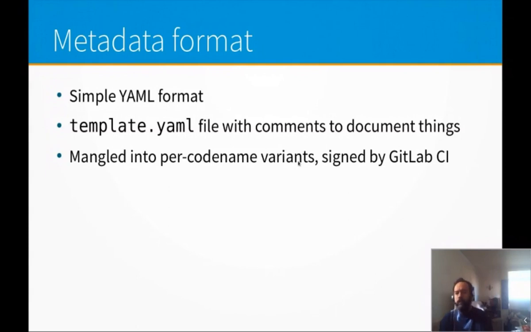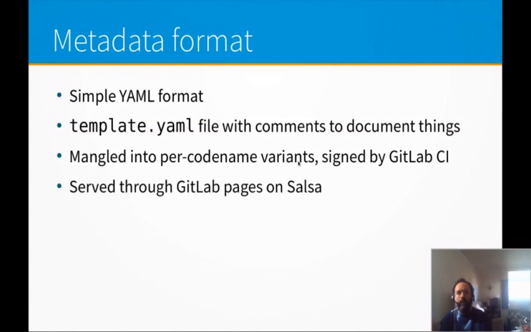The per codename variants, because if you say I have a repository that supports Buster and Bullseye and SID, for instance, then we get YAML files, one for Buster, one for Bullseye, and one for SID. If you run extrepo enable on Buster, it will only download the Buster index file and not the Bullseye and SID ones because it doesn't care about those. So that's why we put it into separate per codename variants. It is served through GitLab pages on Salsa, which might not be the best idea long-term, but it was the easiest way to get started.